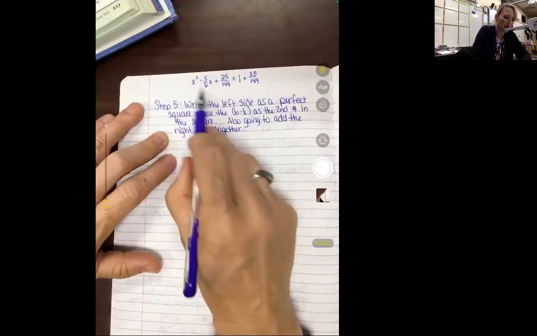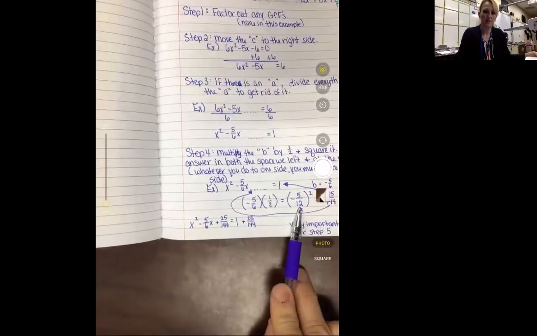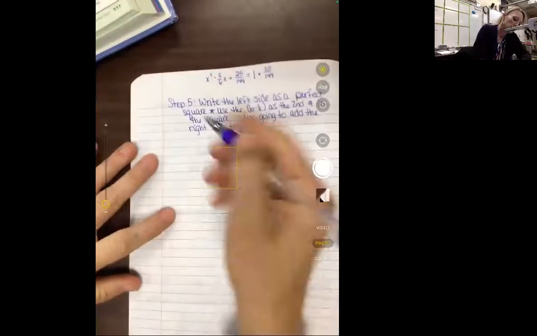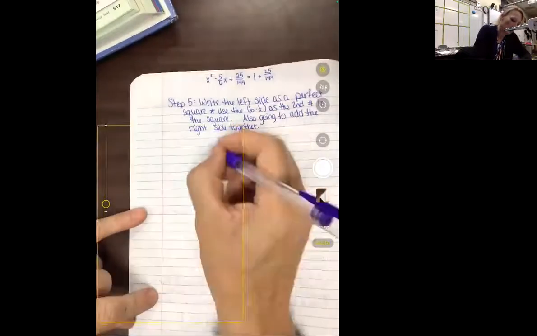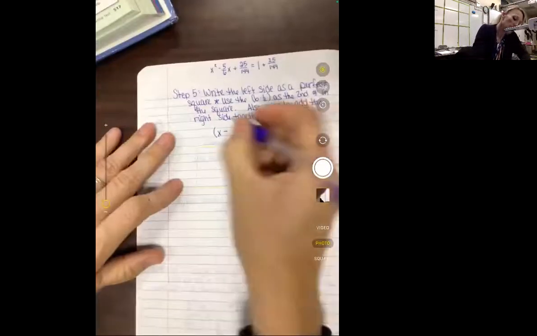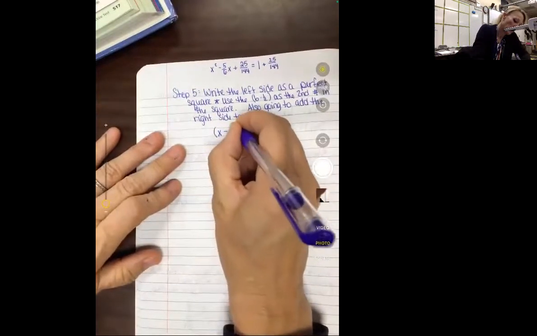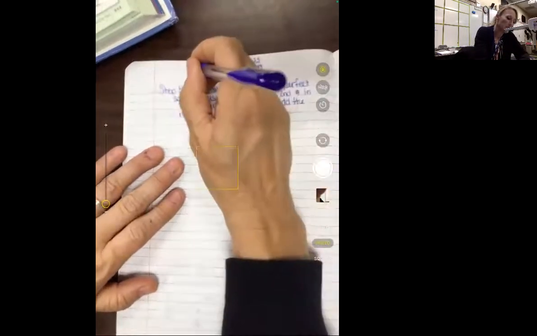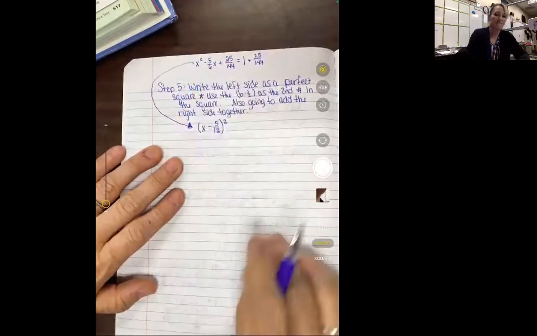So we're going to take this guy. I told you earlier that this guy right here is very important for the next step. This is going to be the number that goes in our perfect square here. So that was the b times 1/2. That's what I'm talking about. So this is x minus the b times 1/2, which is that guy right there, minus 5 over 12, squared. That's our perfect square.